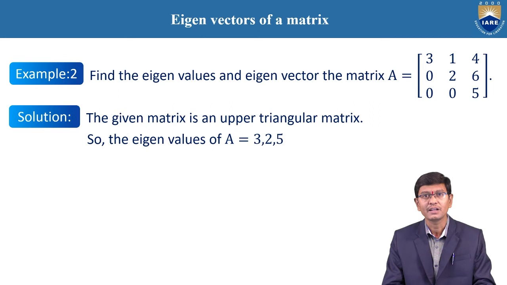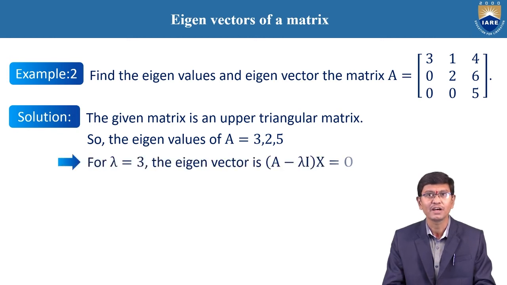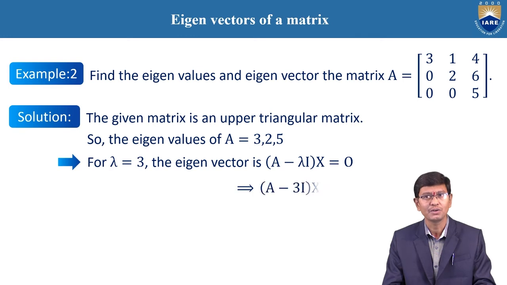Therefore, here the eigenvalues are the diagonal elements. The eigenvalues, the diagonal elements, are 3, 2, 5. Now we need to find the corresponding eigenvectors for lambda equal to 3, lambda equal to 2, and lambda equal to 5. First of all, we are going to find the eigenvector corresponding to the first eigenvalue.